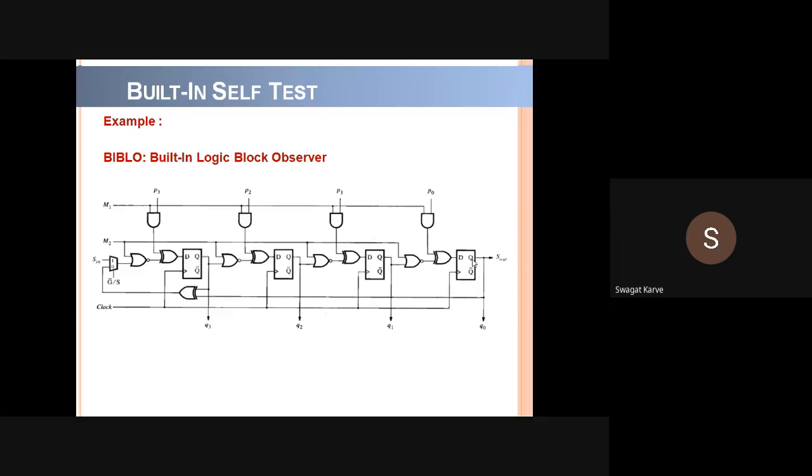And now what will happen in a signature analysis or pattern generator mode? That means 1 0, that means M1 is equal to 1, M2 is equal to 0. In that case, the same circuit can be configured as a pattern generator or signature analysis or LFSR.